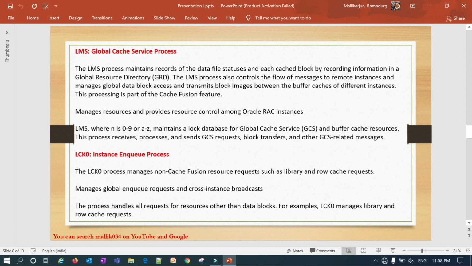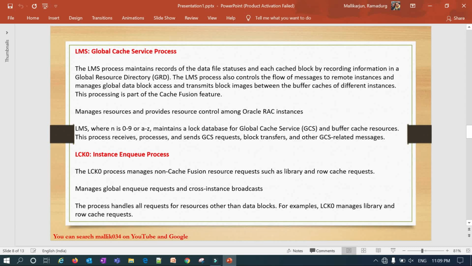It maintains a block database, the global cache service, and buffer cache resources. This process receives, processes, and sends GCS requests, block transfers, and other GCS related messages. So LMS plays multiple tasks: it receives, it processes, it sends the requests, and it transmits the blocks. So LMS plays a very important role when it comes to the clusterware.